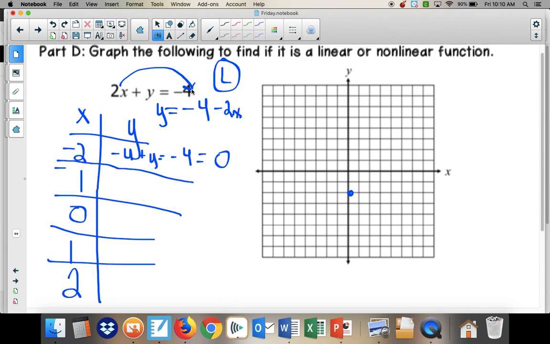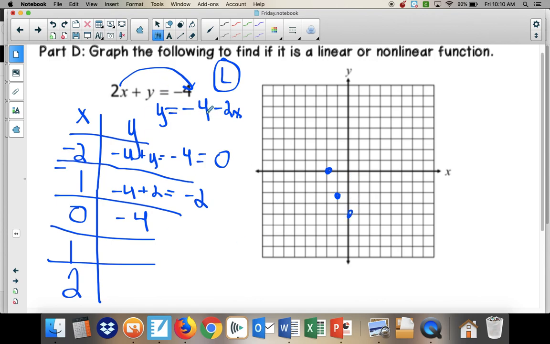So -1 times -2 is 2. So -4 plus 2 is -2. So at -1, oh, I did that wrong. Oops, I graphed my first one wrong. Good thing I got that. -2, 0 is here. -1, -2. So then 0 would be -4. I don't have to really plug that in. This turns into 0. So 0, -4.